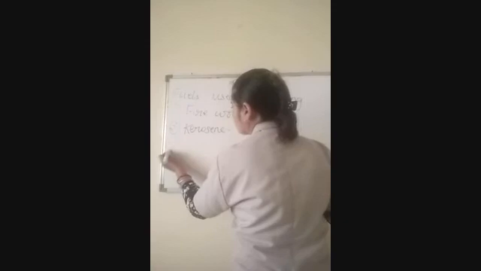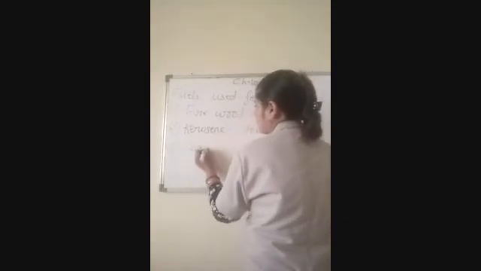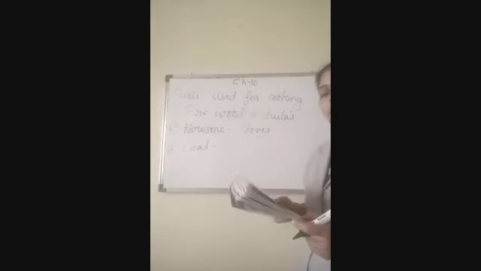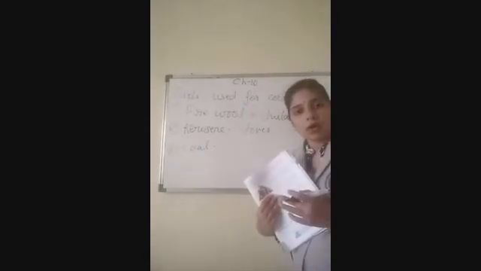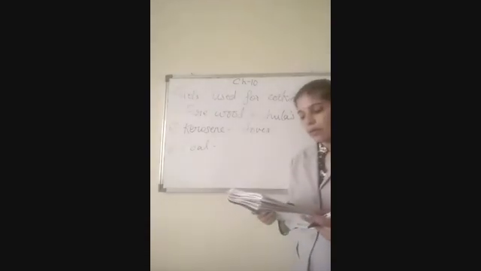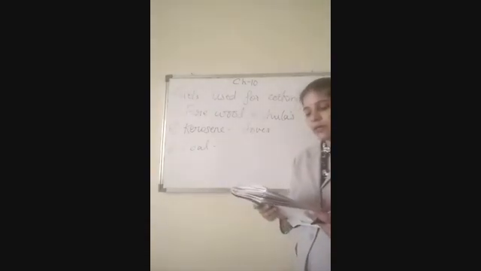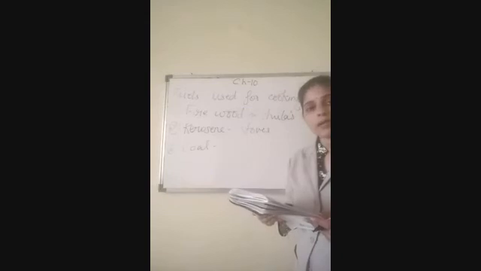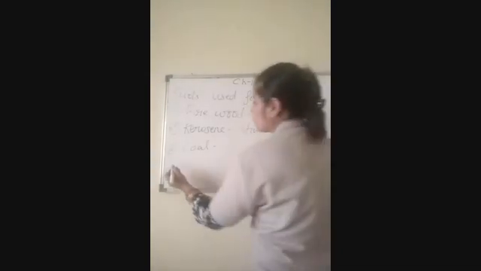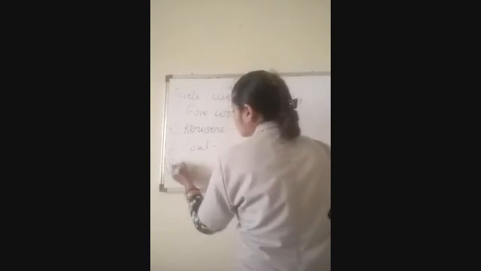Your third fuel is coal. Coal is a fuel and it burns for a long time. We burn it in an iron stove, which is called an angithi. The next one is charcoal.